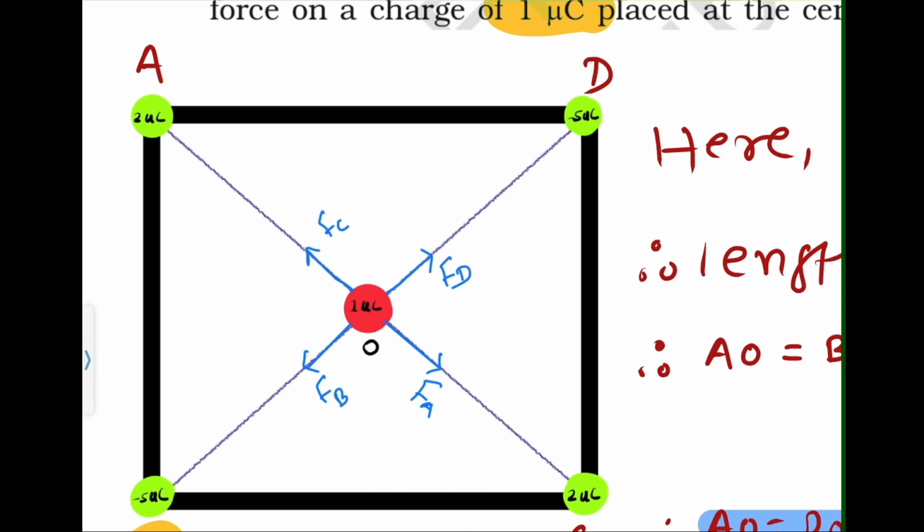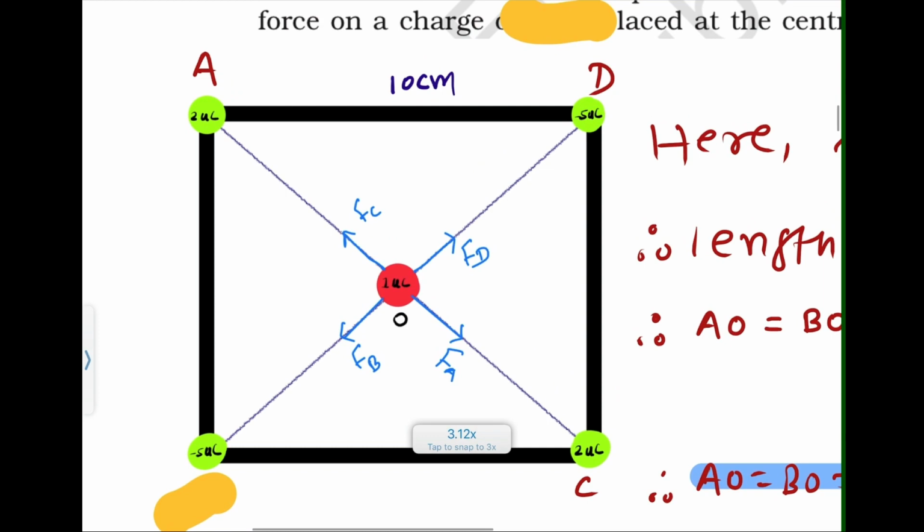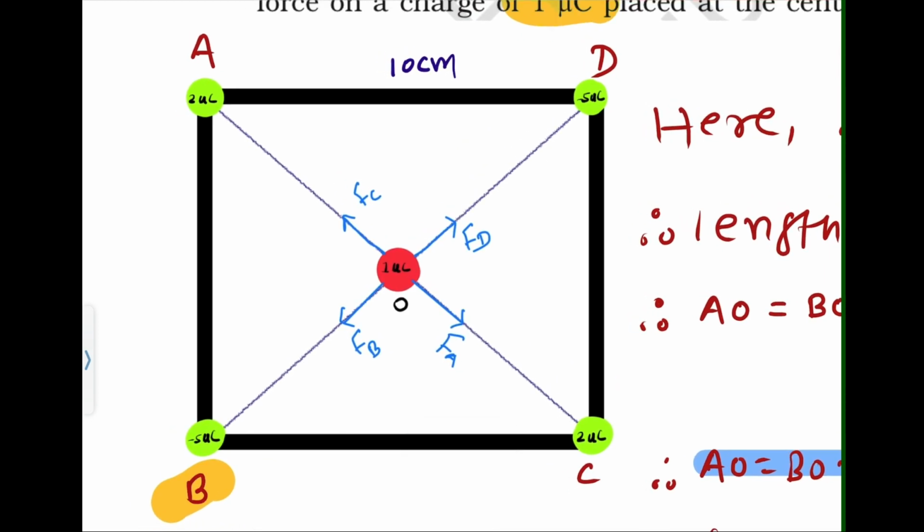So here you can see there is a square whose side is 10 centimeter, and there are 4 vertices, and at each corner there is a charge which is labeled in the figure. Now here there is one positive charge, plus 1 microcoulomb, which is placed at the center. Now what will be the force on this positive 1 microcoulomb charge by this?